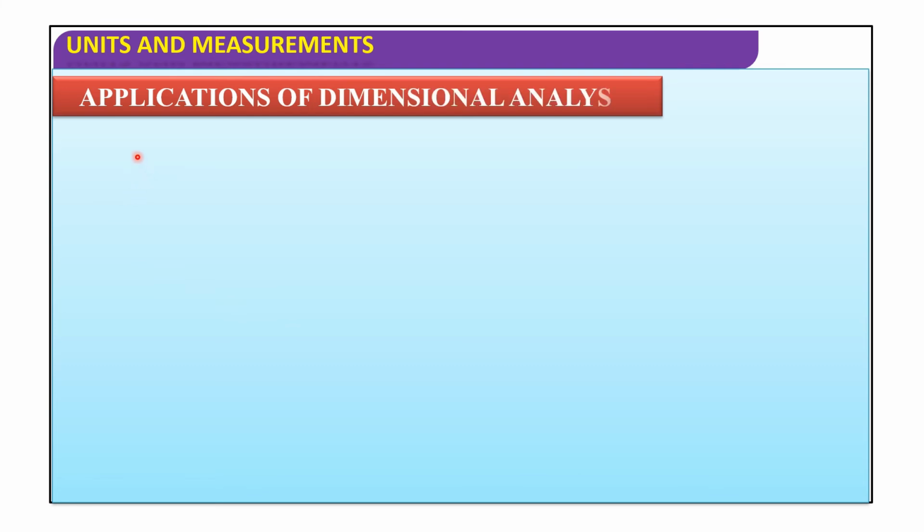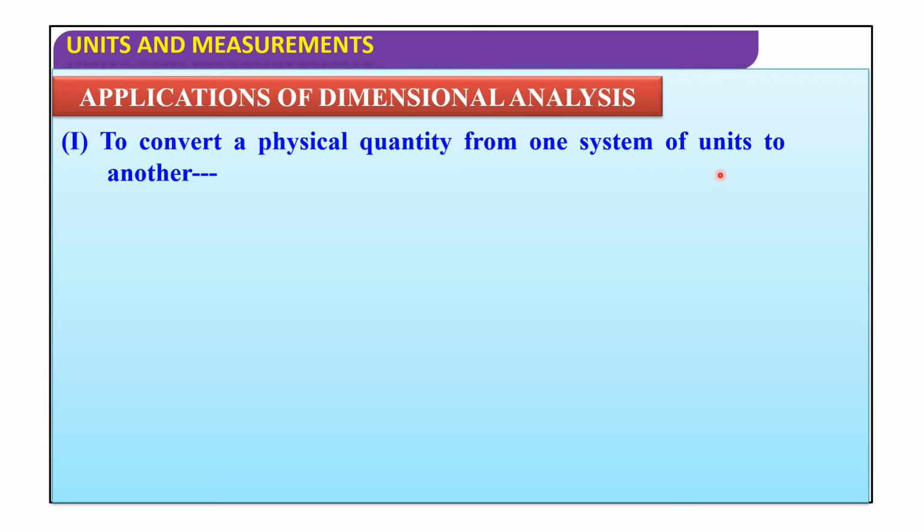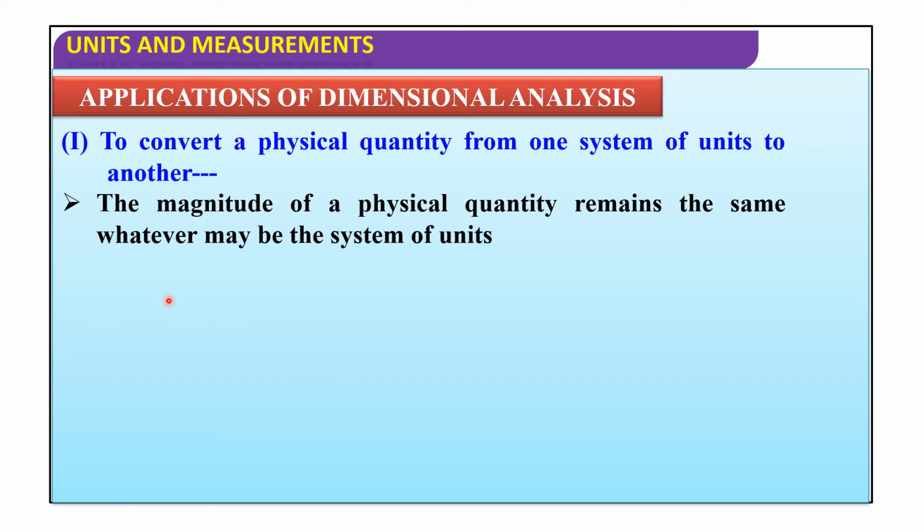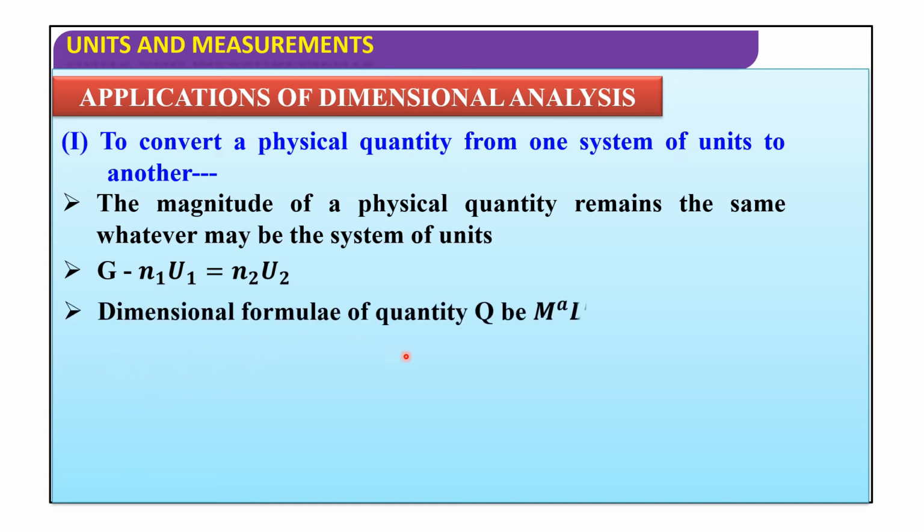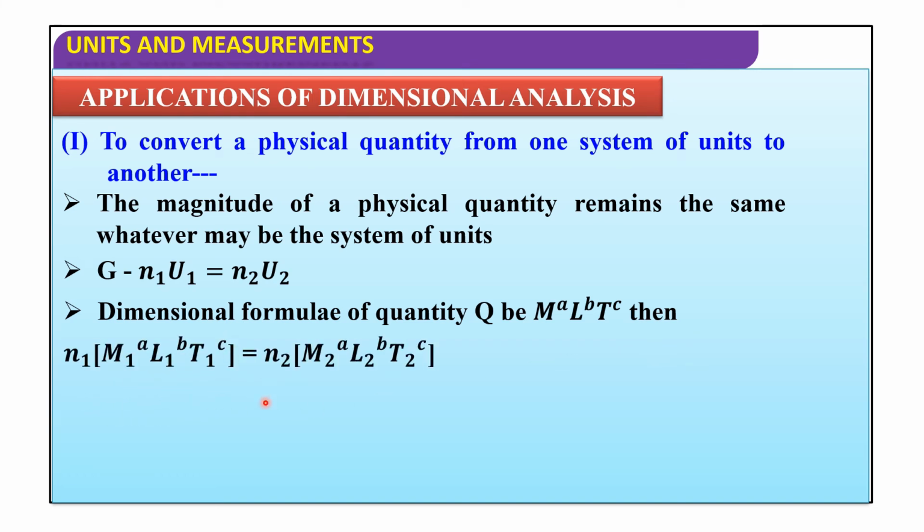Now let us discuss applications of dimensional analysis. To convert a physical quantity from one system of units to another, the magnitude of the physical quantity remains the same whatever may be the system of units. So n1 u1 equals n2 u2. The dimension formula of the quantity Q is M^a L^b T^c. Then n1 [M1^a L1^b T1^c] equals n2 [M2^a L2^b T2^c]. So n1 equals n2 [M1/M2]^a [L1/L2]^b [T1/T2]^c.